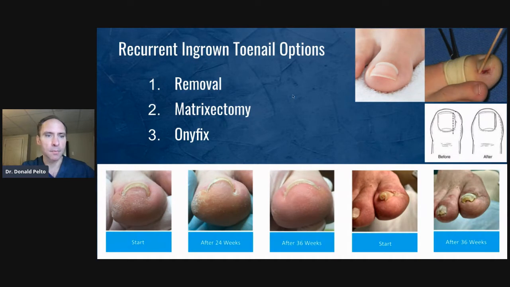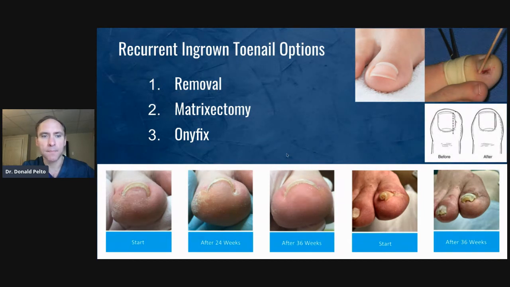And then the other type of treatment here is with something called Onifix. What Onifix is, if you look at this little white line that's on the nail, it's a resin that's attached to the toenail, very similar to dental surgery. We use a UV light to cure it. We put it on there, and it sits on here.